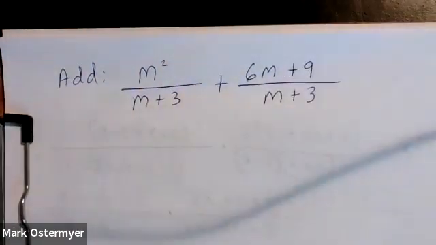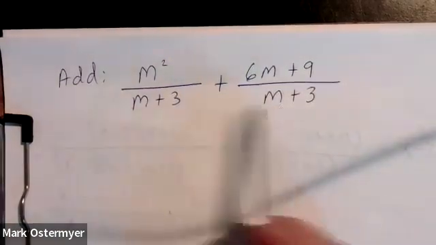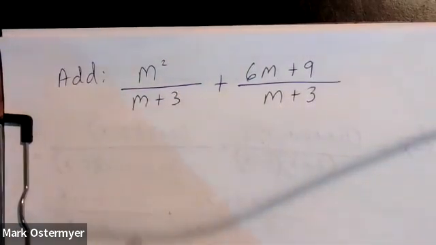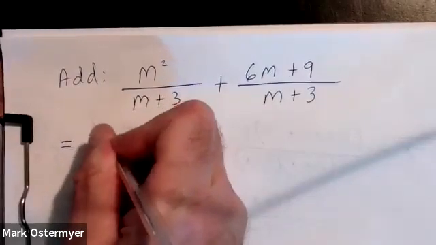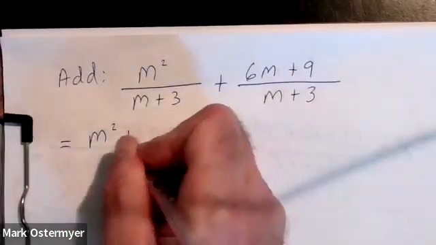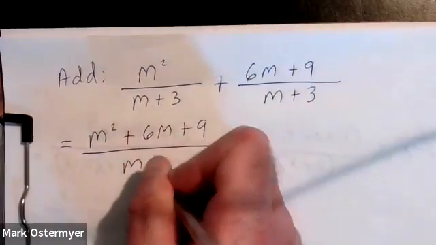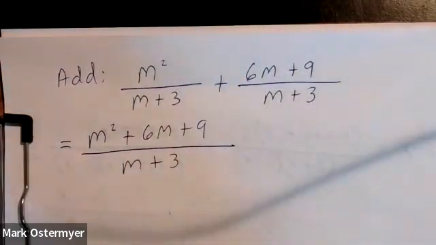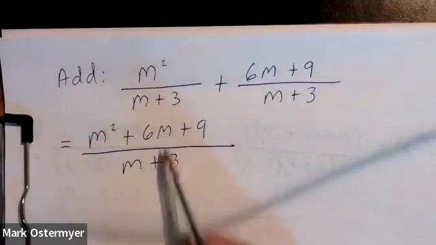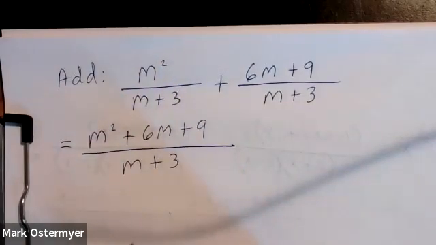So this problem here, relatively speaking, is an easy problem because we already have a common denominator. So we don't have to fuss with that. Being the case, we just add our numerators together, m squared plus 6m plus 9 over m plus 3. And now we're back to about an hour ago. Can we reduce this rational expression?